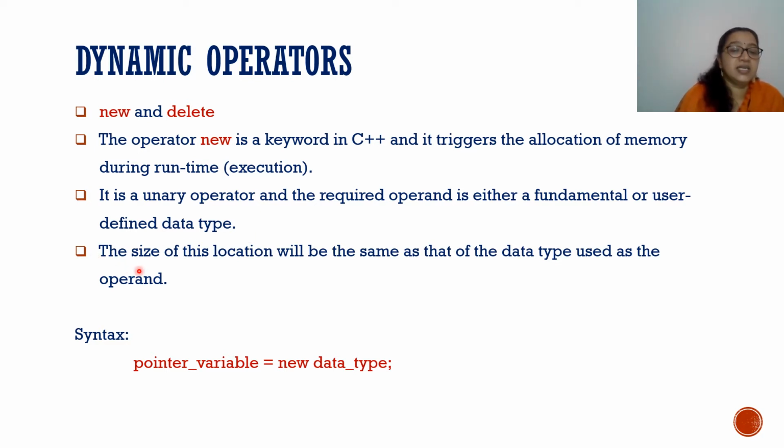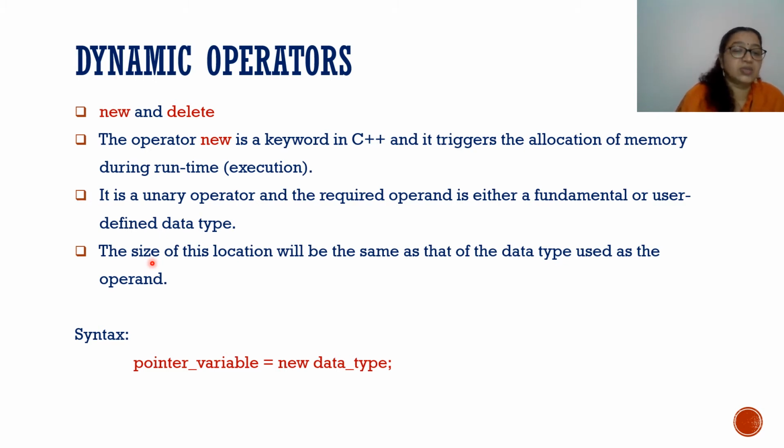Then the next point is the size of this location will be the same as that of the data type used as the operand. Through new, whichever data type we specify, that data type only we put for the pointer also. So that space we'll get in the memory. See the point once more. The size of this location. What is the size of the location? Location will be the same as that of the data type used as the operand, the same as the data type we put as the operand near the new keyword.